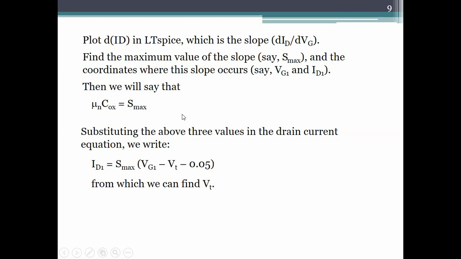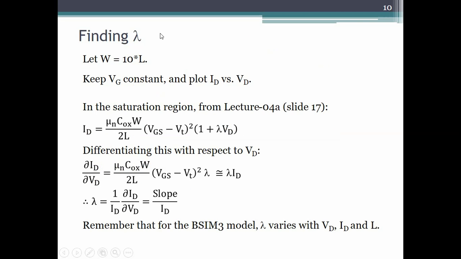Alright, so this is the way to find mu, Cox and Vt for the NMOS. Alright, how do we find lambda? So here is the method. Again you keep W equal to 10 times length, keep Vg constant and plot ID versus Vd. Alright, you remember lambda is what?